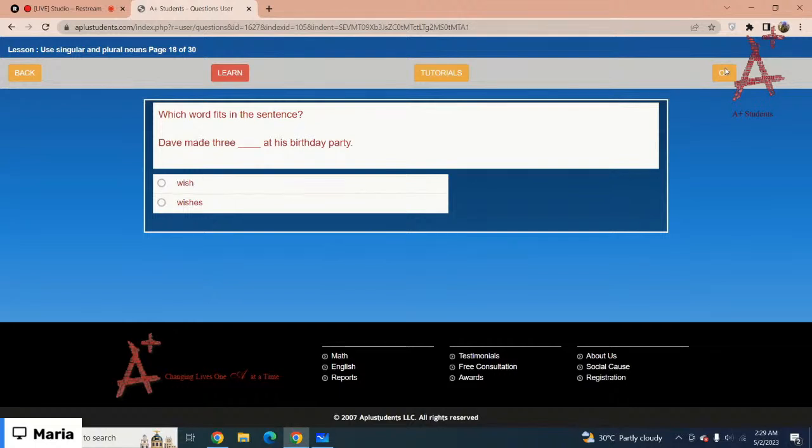Dave made three dash at his birthday party. Three, they are more than one, so it would be three wishes at his birthday party.